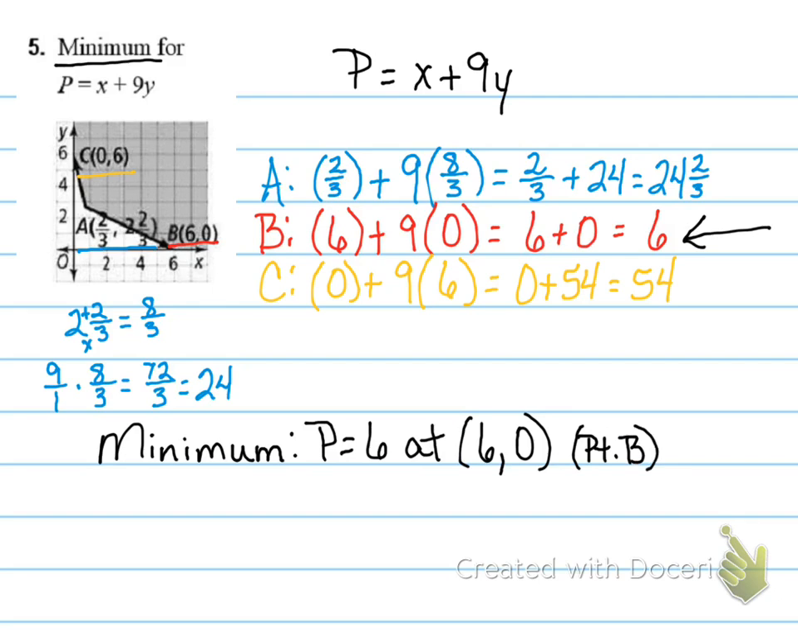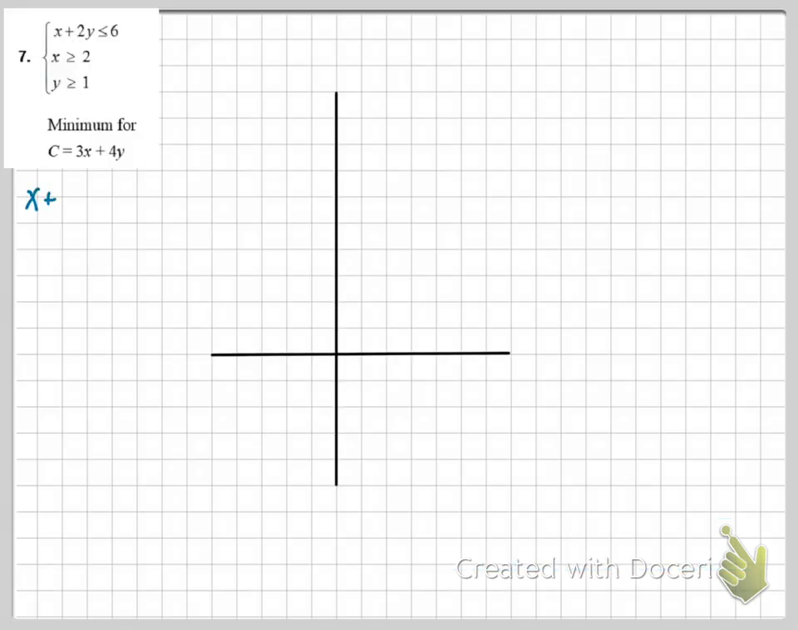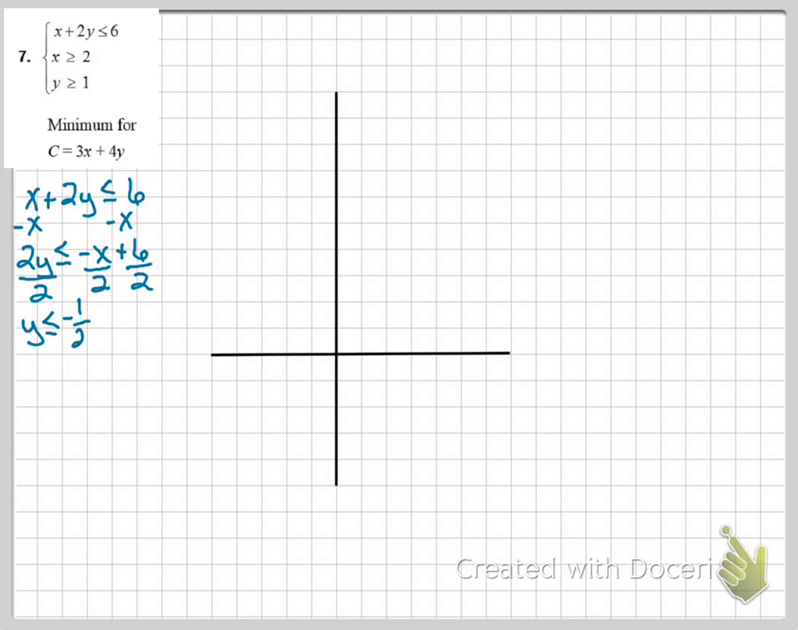Okay. Let's look at a graph. First, I'm going to take my first equation. I'm going to get it into standard form. Subtracted my x. I divide by 2. That gives me y is less than or equal to negative 1/2 x plus 3. I'm going to graph that. Slow that down just a minute.